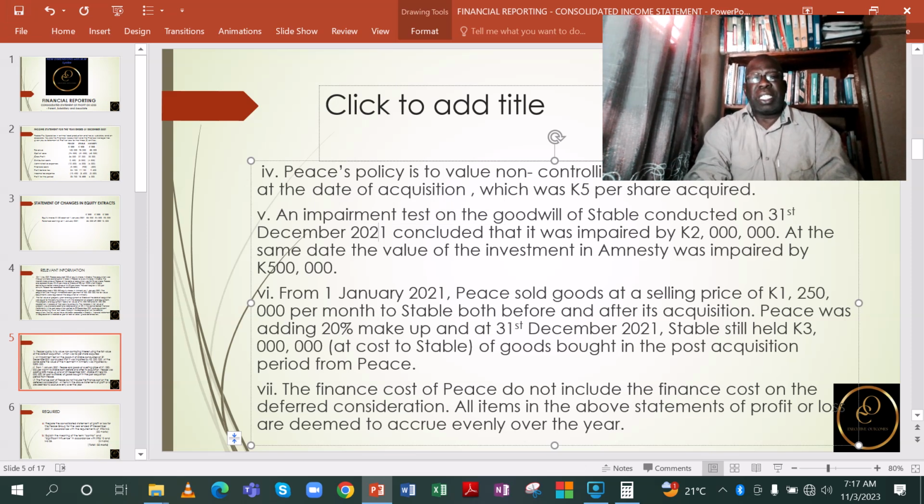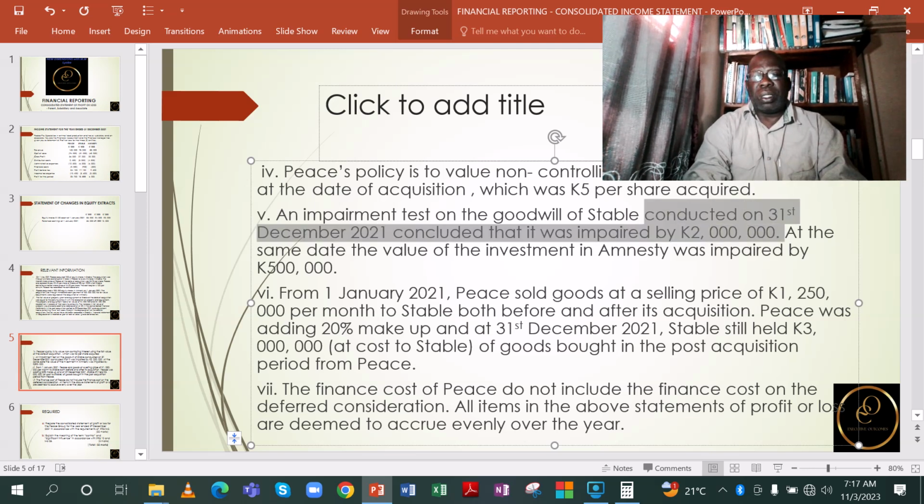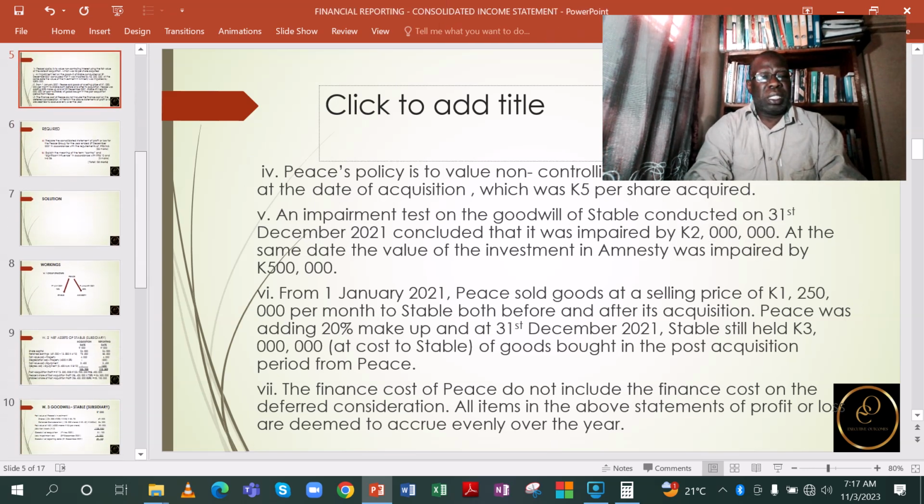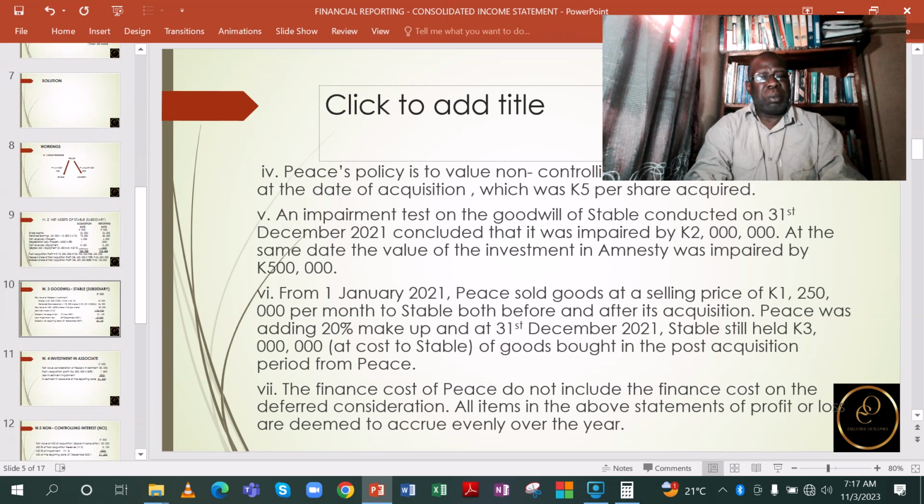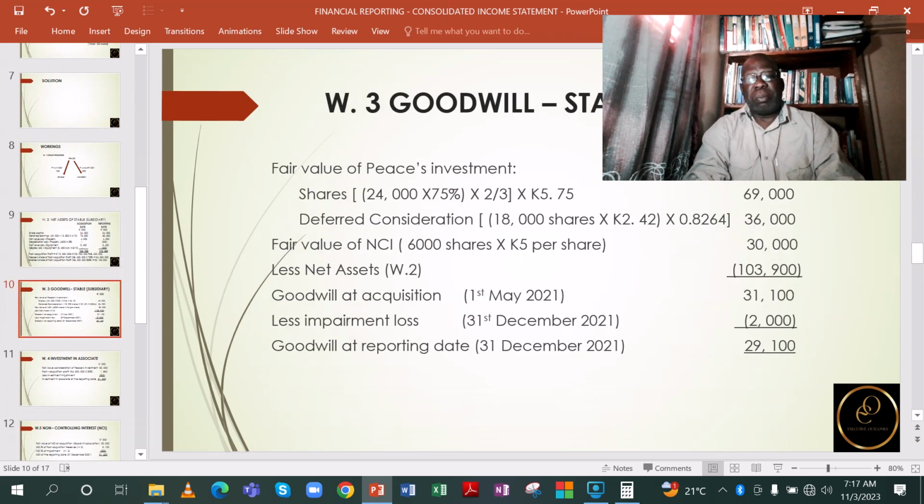So we are dealing with Stable. We take this 2 million impairment to Stable. It means that at the reporting date, we have 29,100,000 worth of goodwill. It has changed from 31,100,000 because it is impaired by 2 million. So that's goodwill at the reporting date.